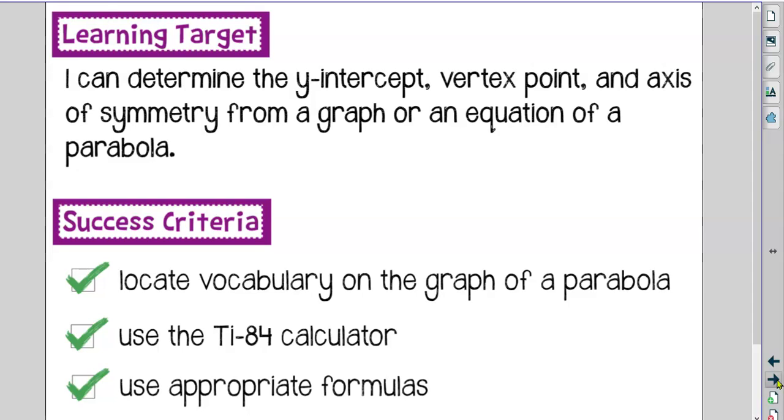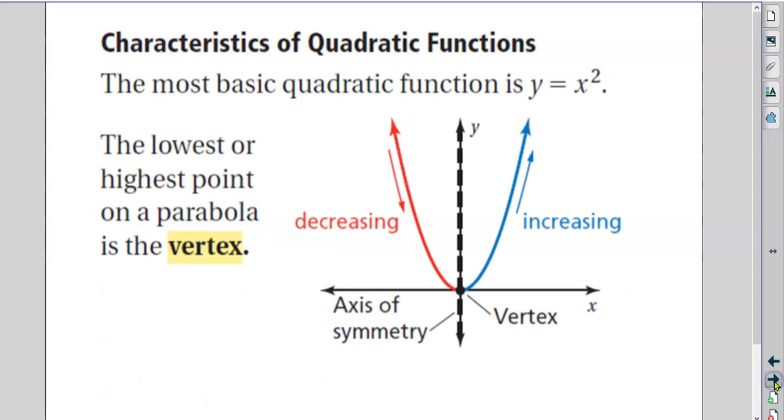You're going to be able to identify these particular vocabulary words from the graph or by using your TI-84 calculator. We'll also show you the appropriate formulas to calculate things such as the vertex points. All right, let's get started with some basics.